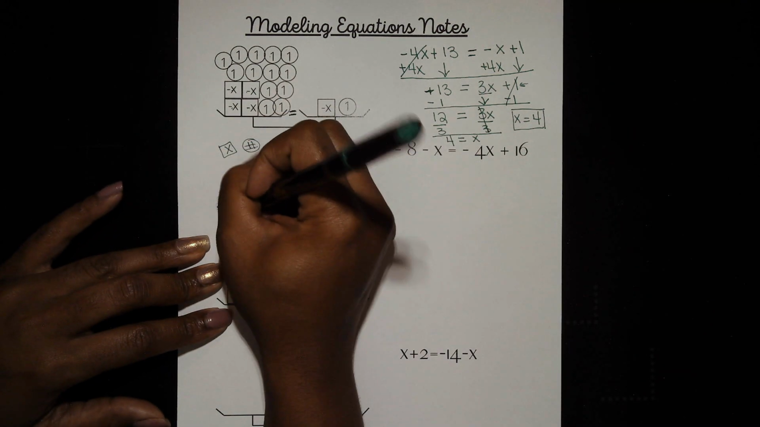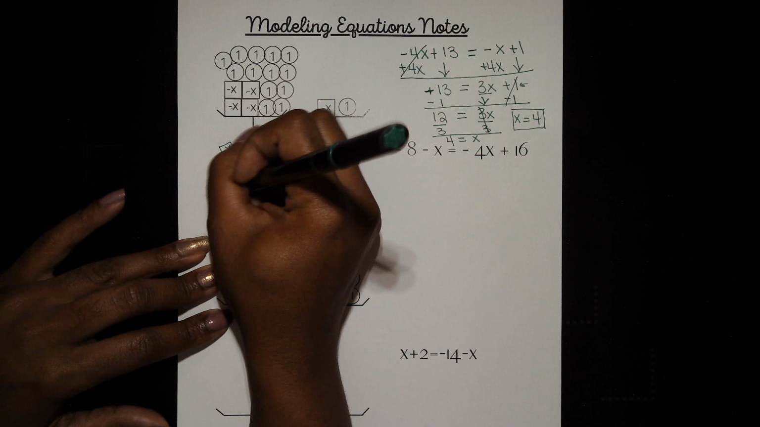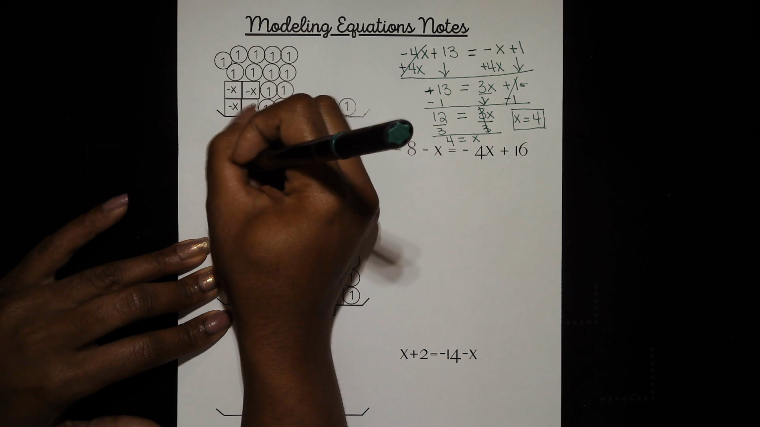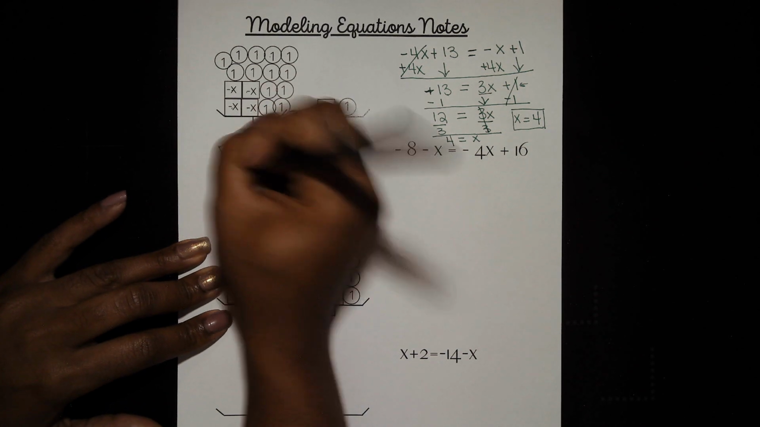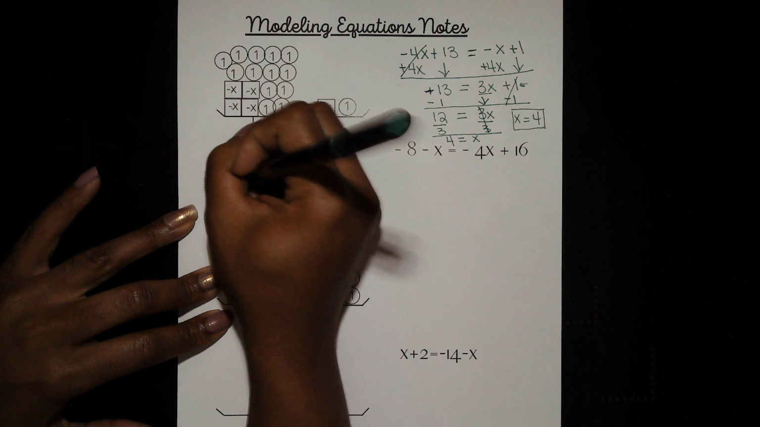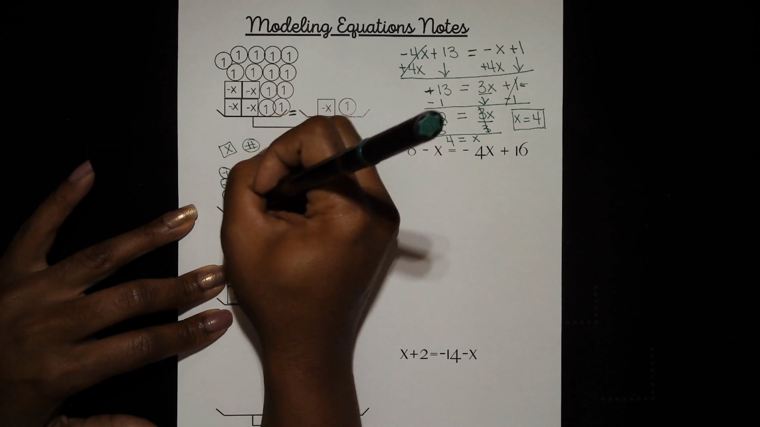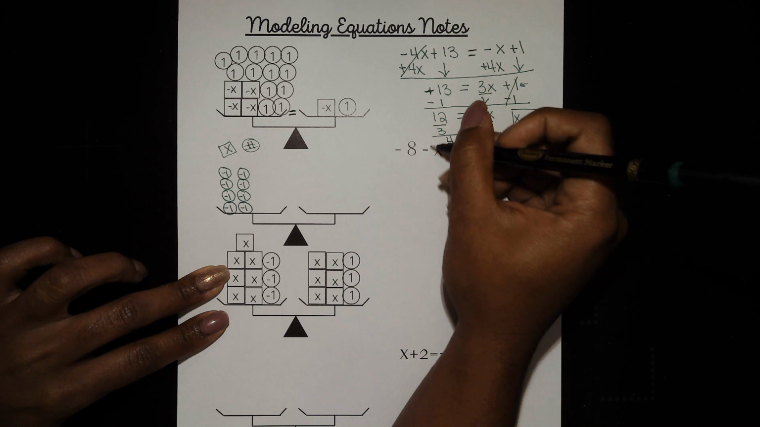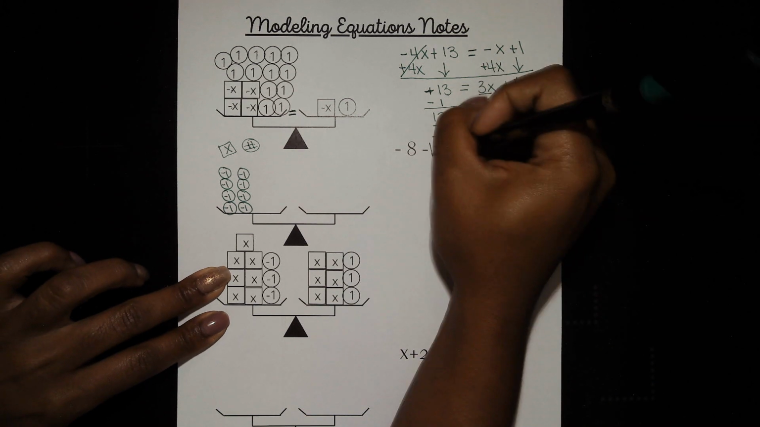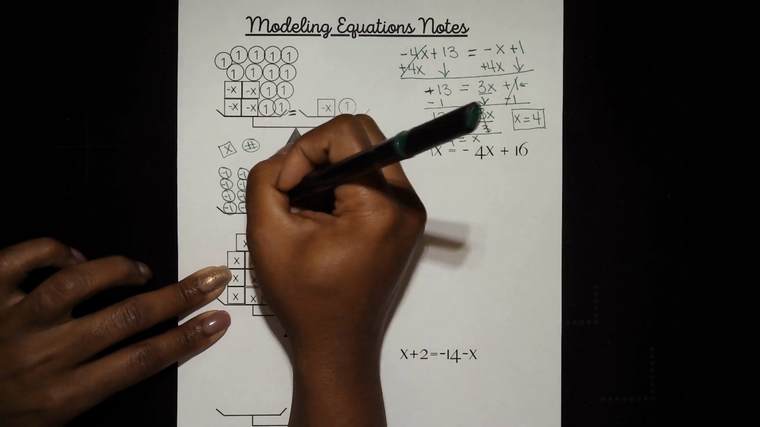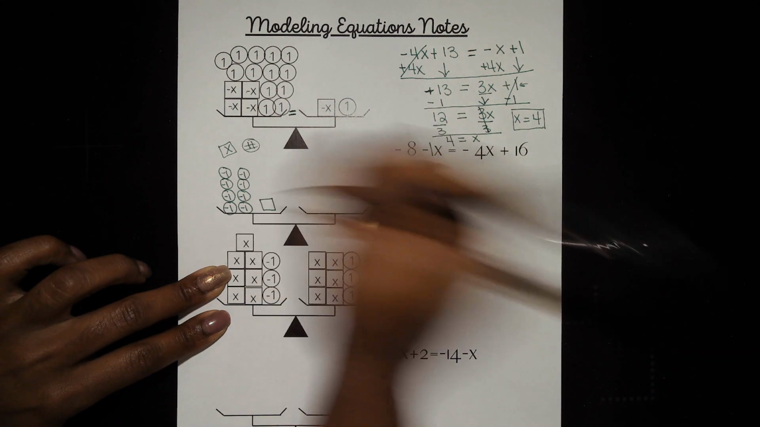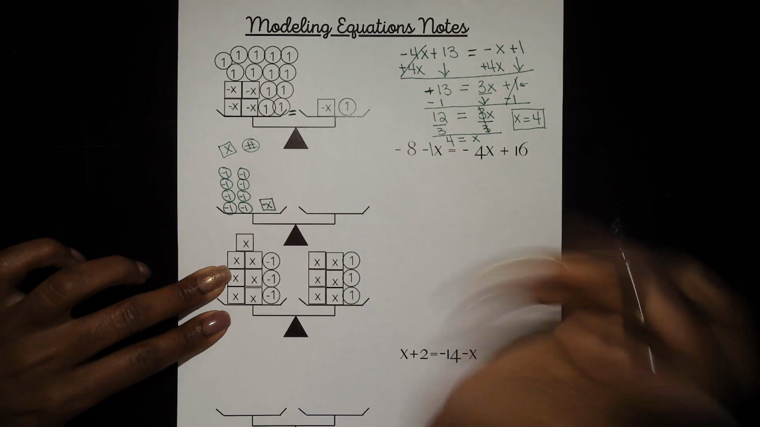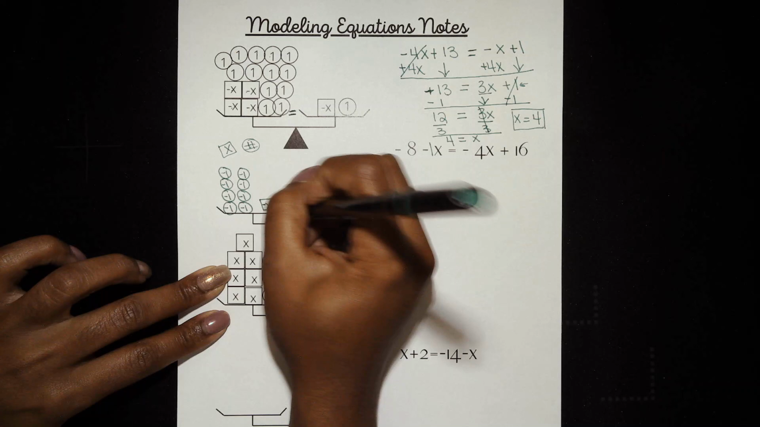So 1, 2, 3, 4, 5, 6, 7, 8, and I'm going to put -1 in each one so that I know. Then I have 1 negative x, and I know it's a 1 because anytime there's a variable there, there's basically an imaginary 1. So that's a square, and it is a negative x, so I'm going to put negative x.